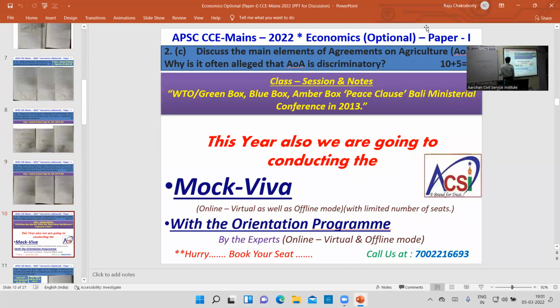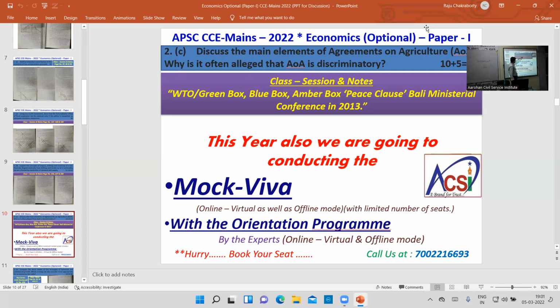2C question. Discuss the main elements of the Agreement on Agriculture, AOA, which is related to the World Trade Organization. Green Box, Blue Box, Amber Box, and the Food Security Act, which is our minimum support price.